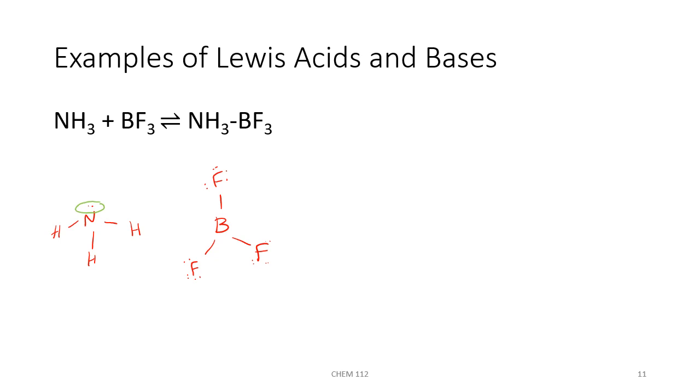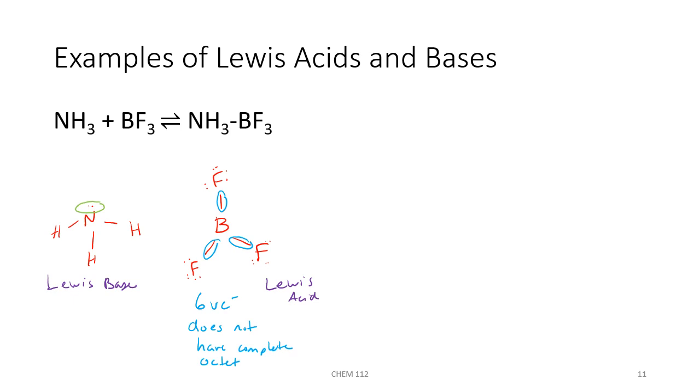Our boron right now has 6 valence electrons around it. We have 2, 4, 6 from each covalent bond. And so it does not have a complete octet. It would be happy if it had a complete octet containing 8 electrons around it. So how it can obtain that is by accepting a lone pair of electrons from our Lewis base. So we have our Lewis base, which is our ammonia, and we have our Lewis acid, which is our BF3.